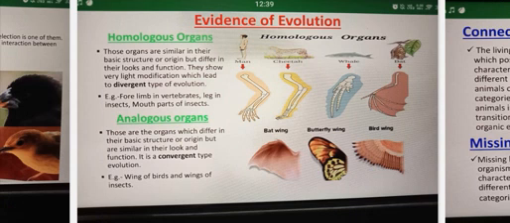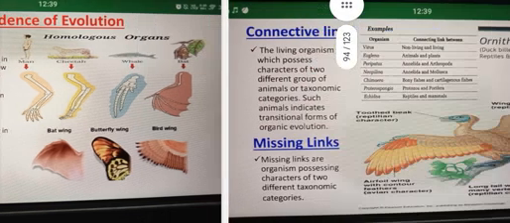Bat wing, butterfly wing, bird wing. These are analogous organs. Okay, those are the organs which differ in their basic structure or origin but are similar in their look and function. It is a convergent type of evolution. Wing of birds and wing of insects.